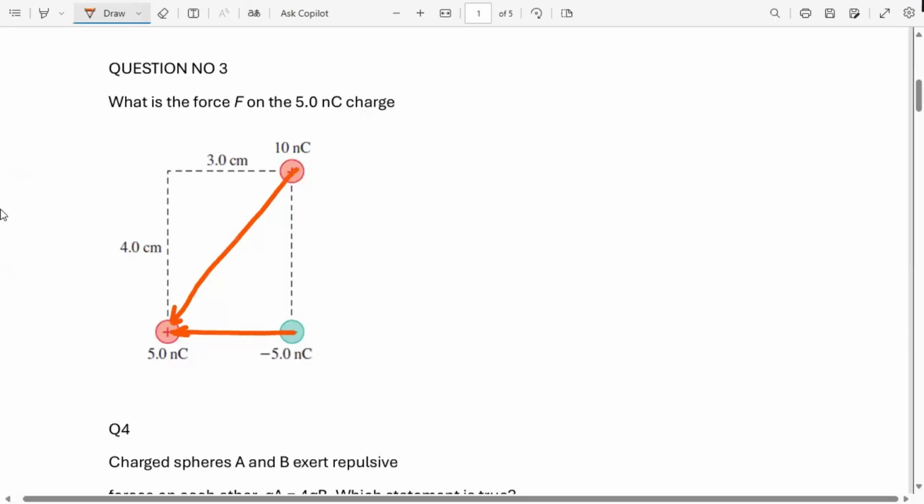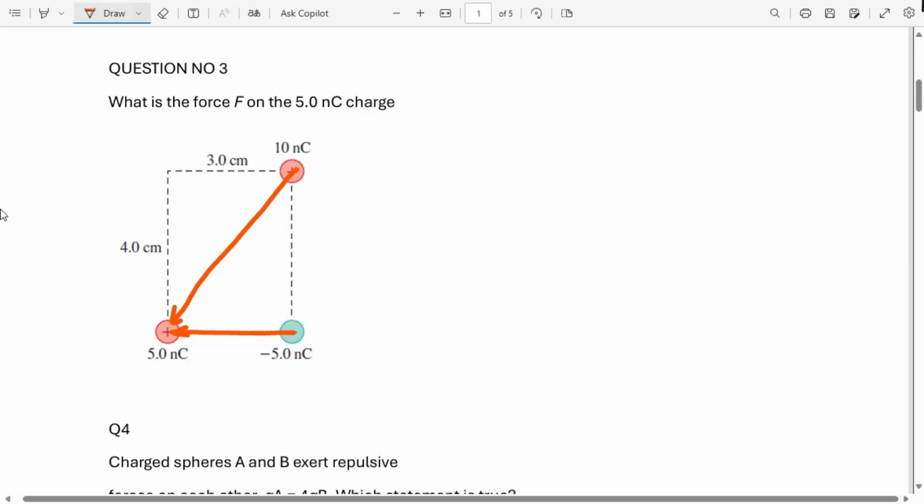We are going to find the net sum of the vectors in the x and the y axes, then use the Pythagoras theorem to find the actual magnitude of the net electrostatic force, and we can also calculate the direction of the electrostatic force.